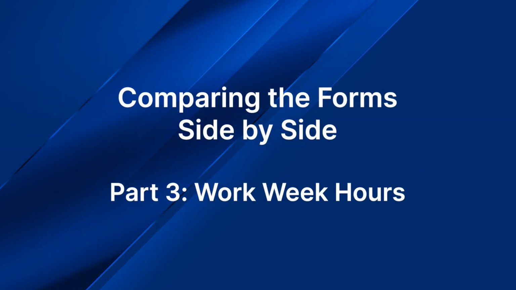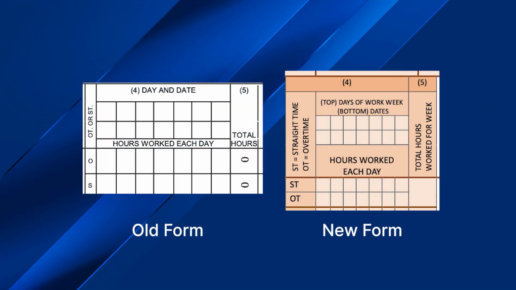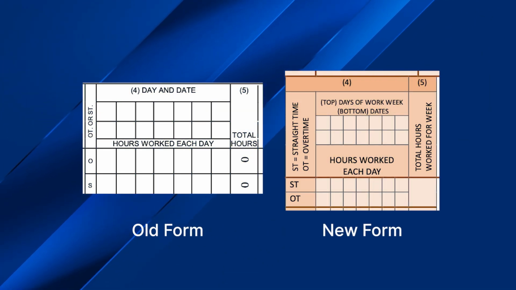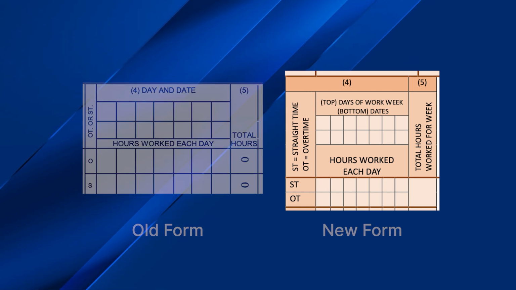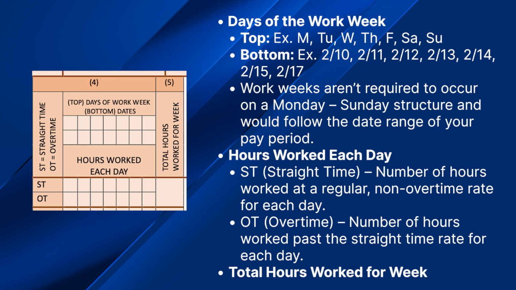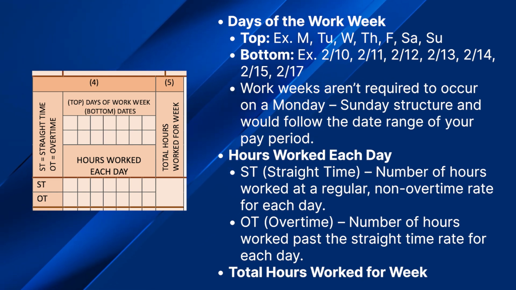Our next section is going to be the workweek hours. All areas under this section remain the same across both forms, with a few slight positioning adjustments of the straight time and overtime hours. First, we see the days of the workweek. At the top, we would include Monday, Tuesday, Wednesday, Thursday, Friday, Saturday, and Sunday as it appears within your payroll week. And on the bottom, you would include the corresponding dates. Work weeks aren't required to occur on a Monday through Sunday structure and would follow the date range of your pay period.